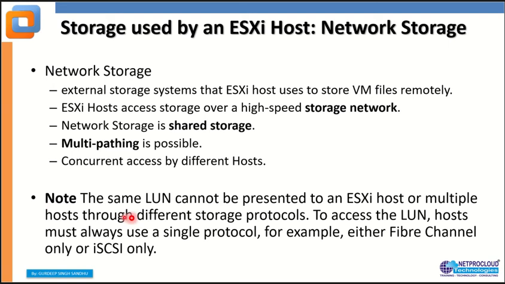There is one note: the same LUN cannot be presented to an ESXi host or multiple hosts through different storage protocols. For example, we have storage types like FC, FCoE, iSCSI and NAS. Say your LUN 0 is there. The same LUN cannot be presented to an ESXi host using two technologies, like using the FC adapter and also the iSCSI adapter. The same LUN cannot be accessed that way. So to access the LUN, we should always follow a single protocol, either Fibre Channel or iSCSI only.